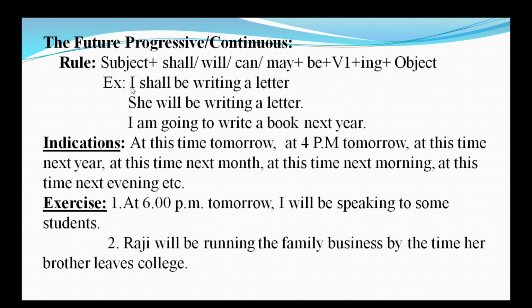Here, I is the subject, shall be is the future progressive form of the auxiliary verb. Writing: V1 plus ing form is added to the root. A is an article, letter is the object. And she will be writing a letter.